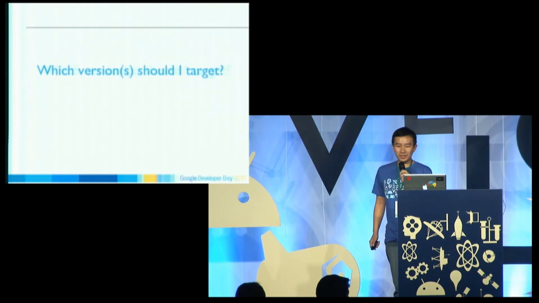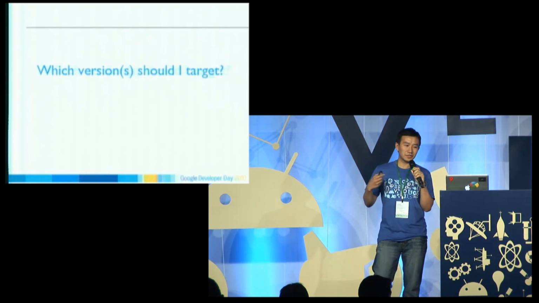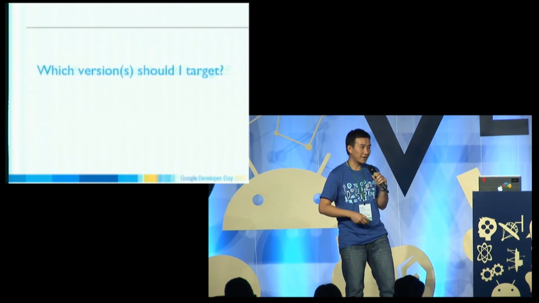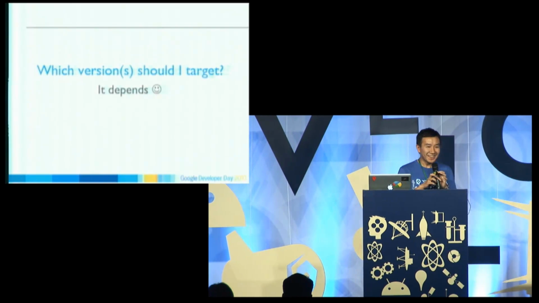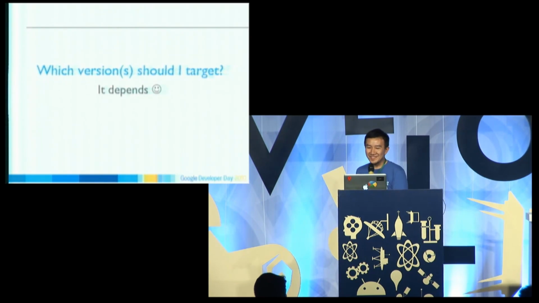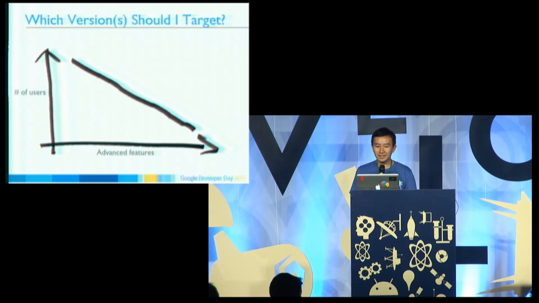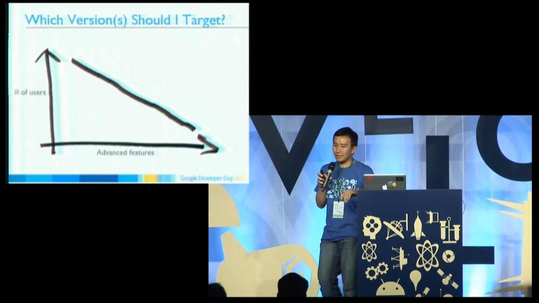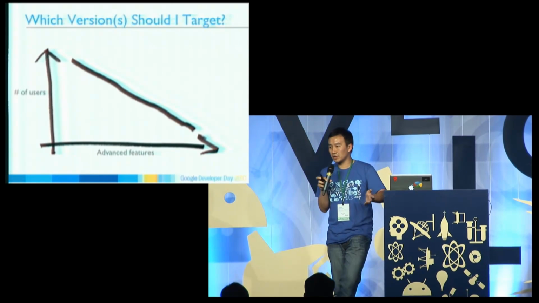Okay, so we talked with a lot of developers, right? A question that comes up over and over again is that, okay, you have multiple versions out there, which version should I target, right? This is our smart answer to it. It really depends. There's a number of factors involved. And the two most important factors, I think, are the number of users and the number of advanced features you want to implement.